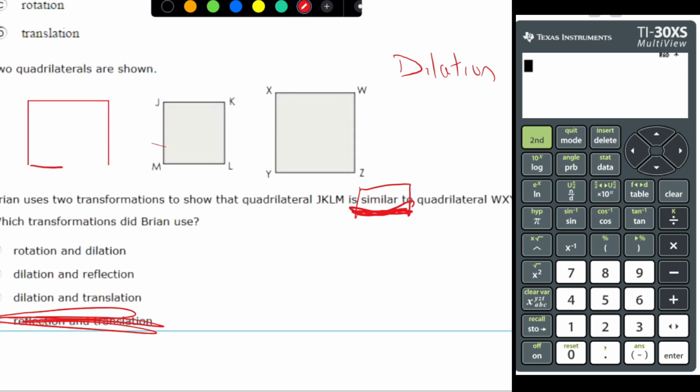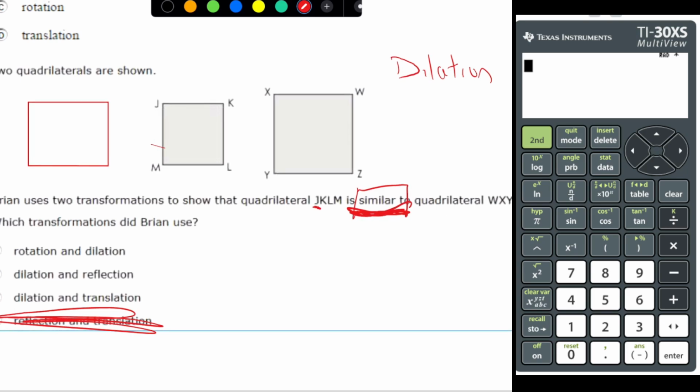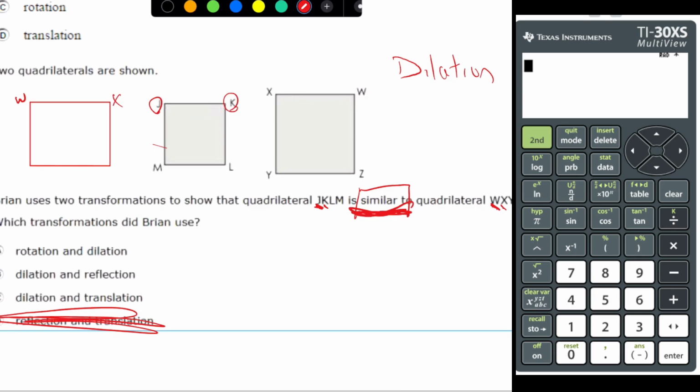So I'm going to redraw the original shape as best I can. So quadrilateral JKLM, J is our first letter. W is our first letter in the other quadrilateral. So where J is here would be W in the other shape. K is the second letter. X is the second letter. So where K is here, I'm going to put X.